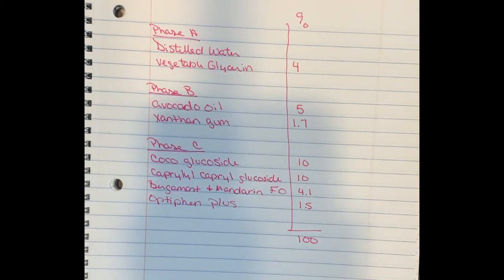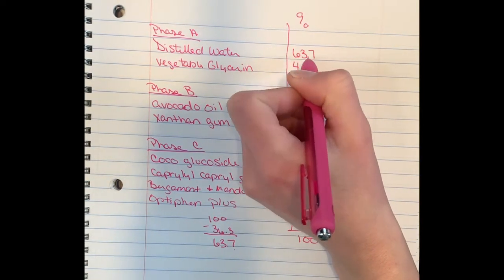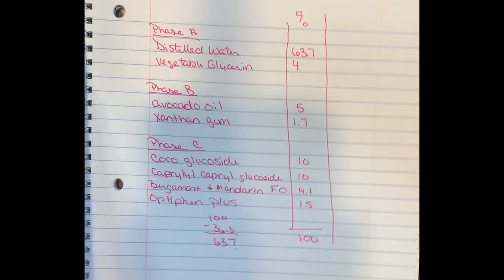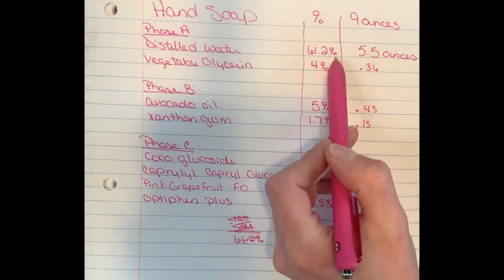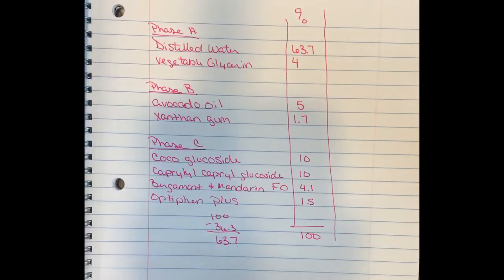And then the same thing, I'm going to go ahead and add those up. And that gets us 36.3. And if we subtract that from 100, we get 63.7. So that will be our water, 63.7%. Now in the one that we had before, our water was 61.2%. So that's how you easily swap out a fragrance oil.